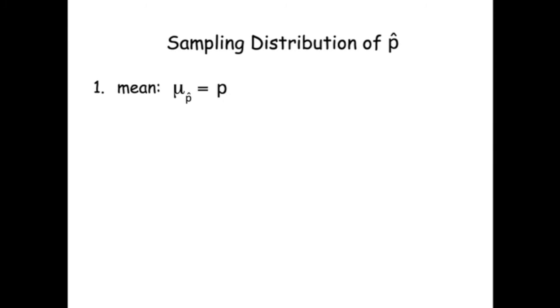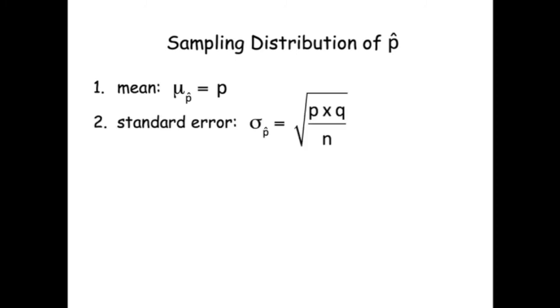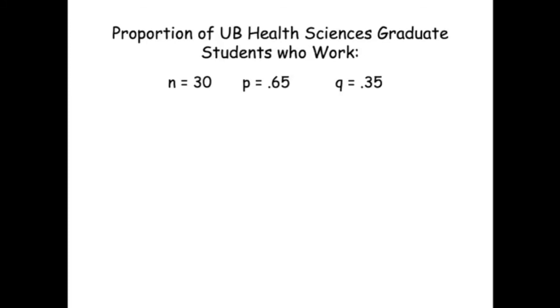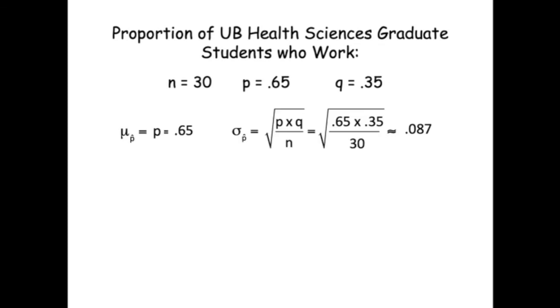Its mean, mu p-hat, is equal to p, the population proportion who have jobs. And the standard error is equal to the square root of p times q over n, where q is the population proportion who do not have jobs. N times p-hat and n times q-hat must both be at least 5 in order to use the normal distribution as an approximation of the binomial distribution. P is 0.65, so q is 0.35. The mean of the distribution is 0.65, and the standard error is approximately 0.087.